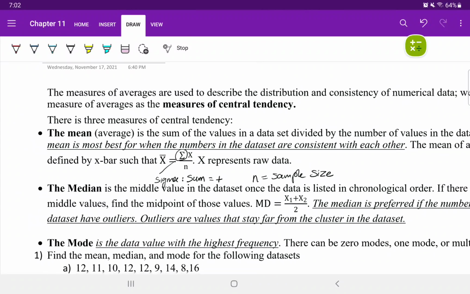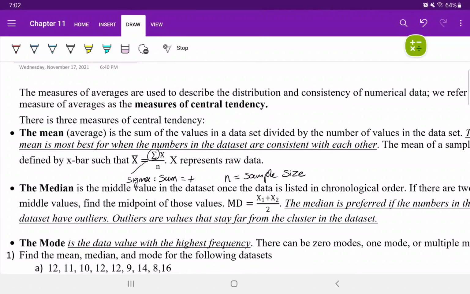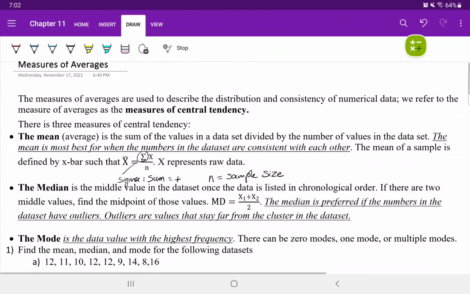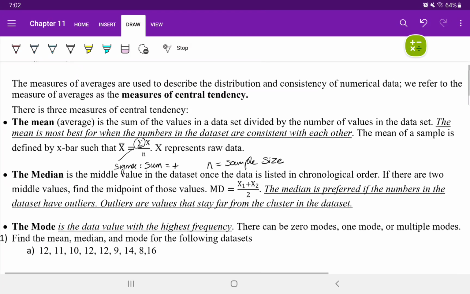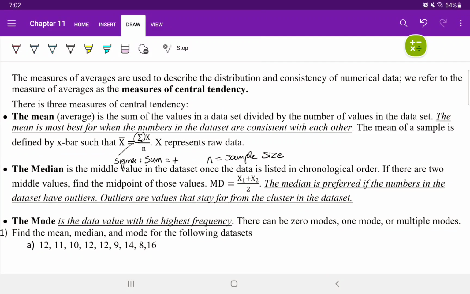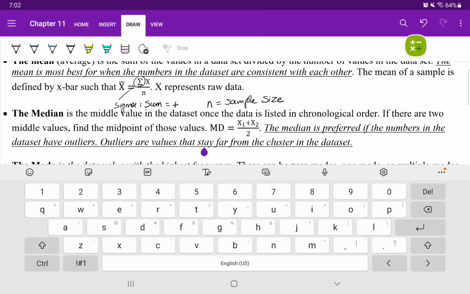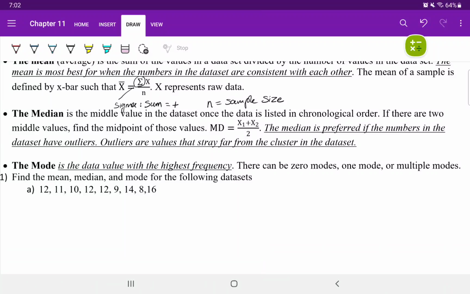The median is the middle value of the data set once the data is listed in order. If there are two middle values, we need to find the midpoint of those values. The median is defined as capital MD, which is middle value 1 plus middle value 2, divided by 2. The median is preferred if the numbers in the data set have outliers. Outliers are values that stray far from the cluster in the data set.